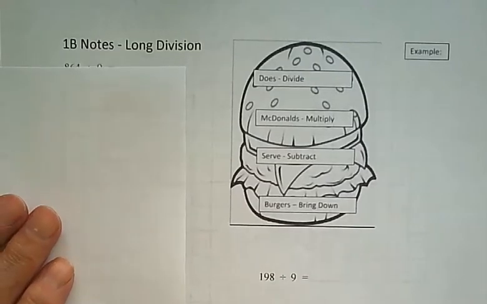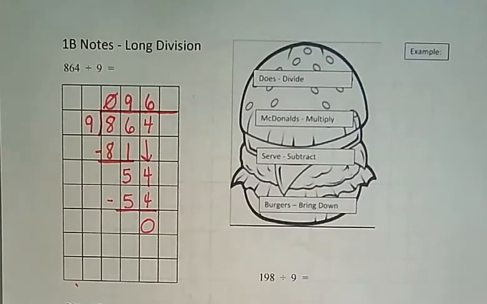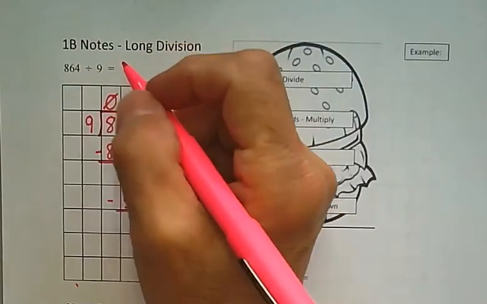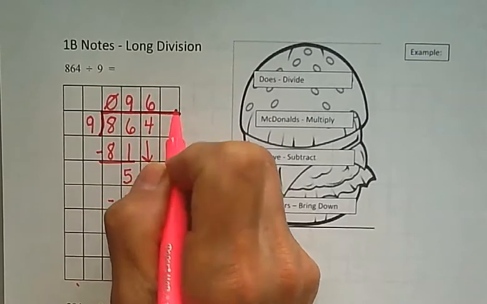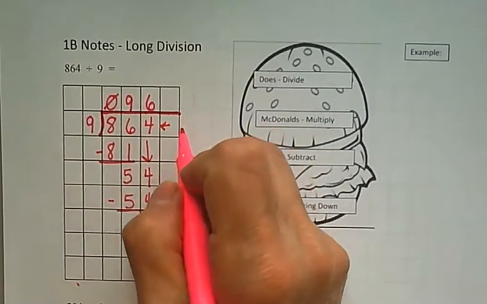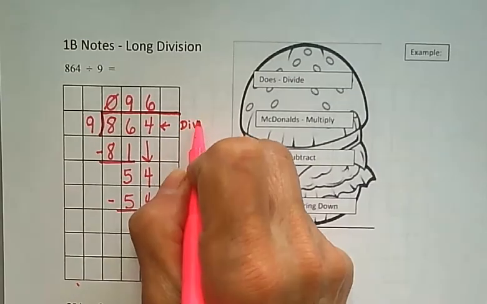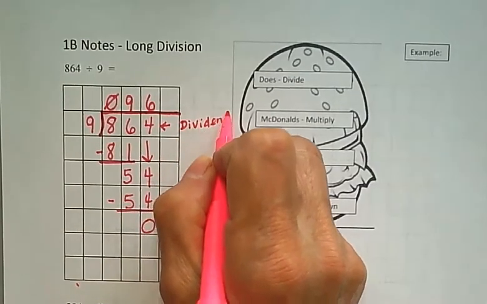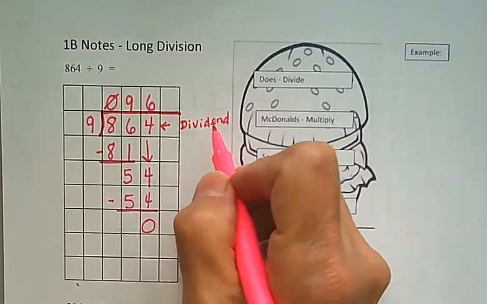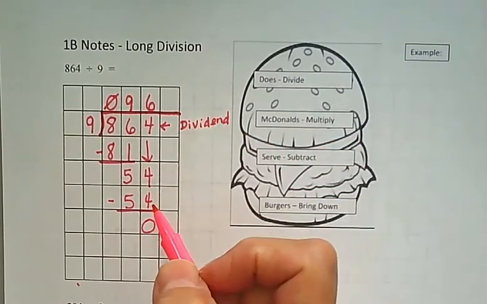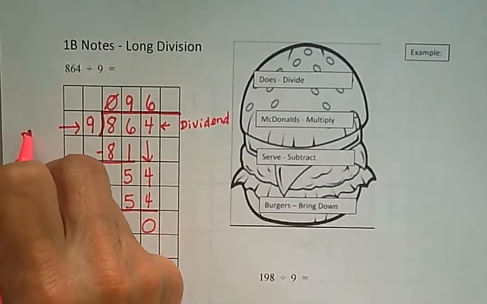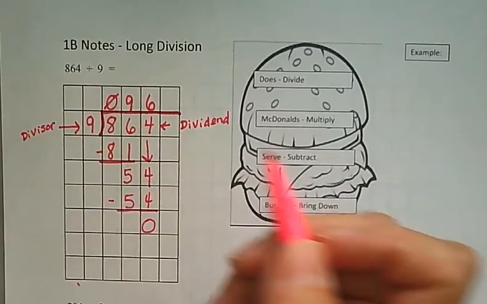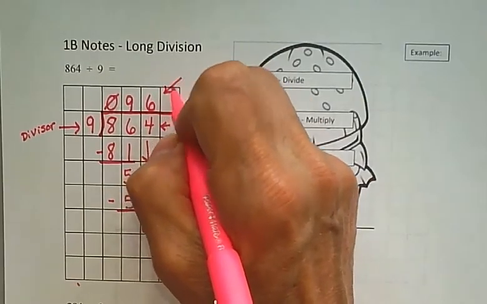So I've gone ahead and I've done this first problem for us so that we can look at this. So first of all, let's get some names down. The number that we put inside this division house, so here's my division house, this number right here is called the dividend. It sort of reminds me of the words divide in, dividend, divide in. This number that I am dividing by is called the divisor. And the answer up here is called the quotient.